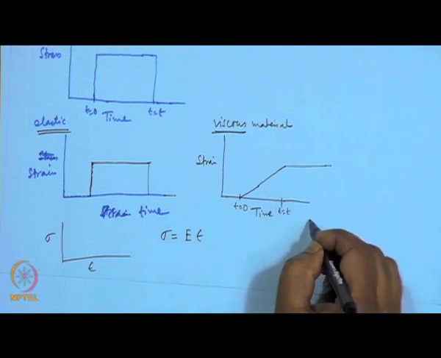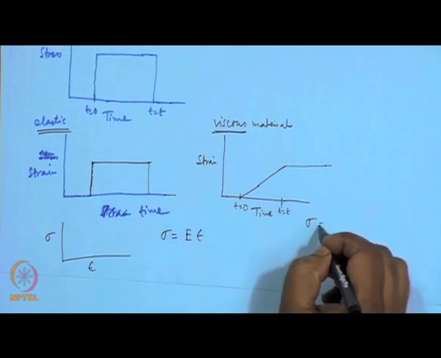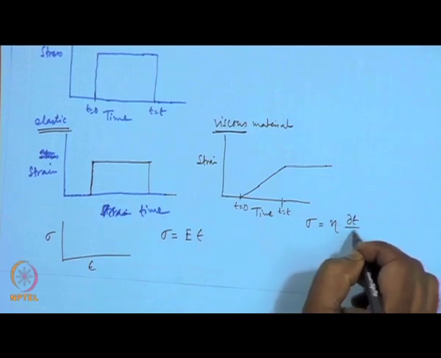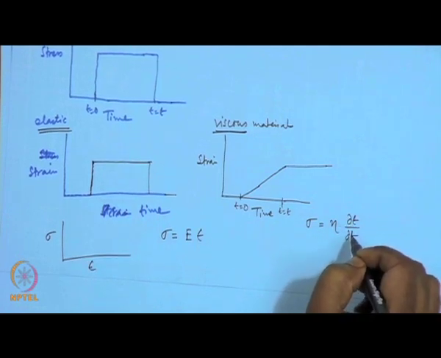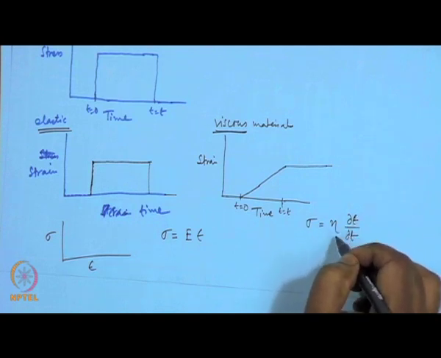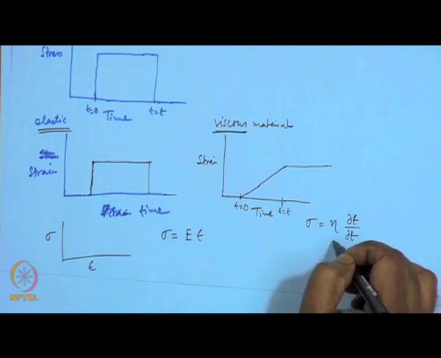and here stress is linked to the rate of change of strain with time, and the proportionality constant is the viscosity.